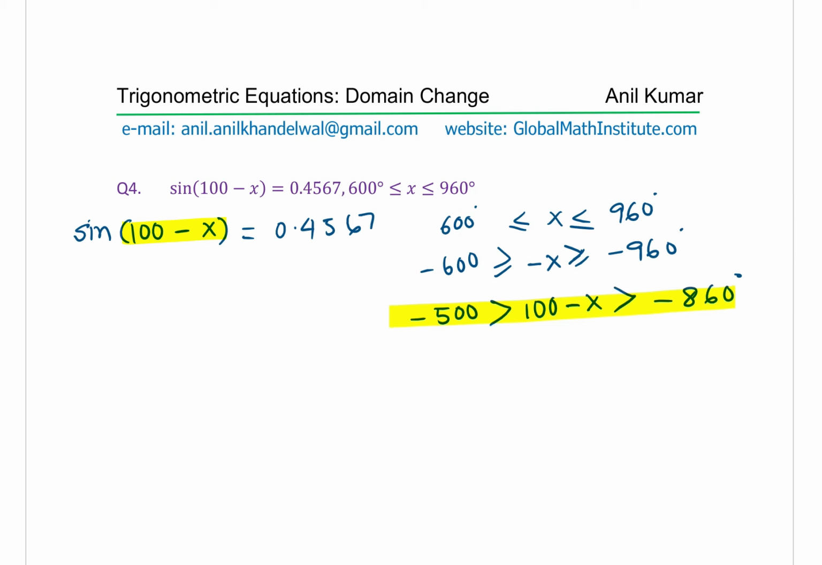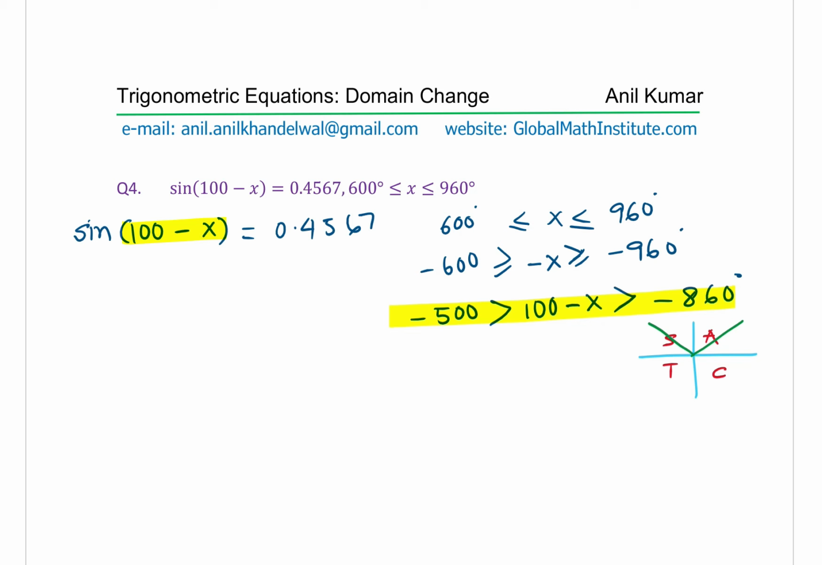The second step is to look into the sine function. We want to have the positive value. So start with the CAST rule. Sine is positive, which means we are working in quadrant 1 and in quadrant 2. So we are expecting two answers, one in quadrant 1, the other one in quadrant 2. So let's find the acute angle alpha first, and then we will see the rest.